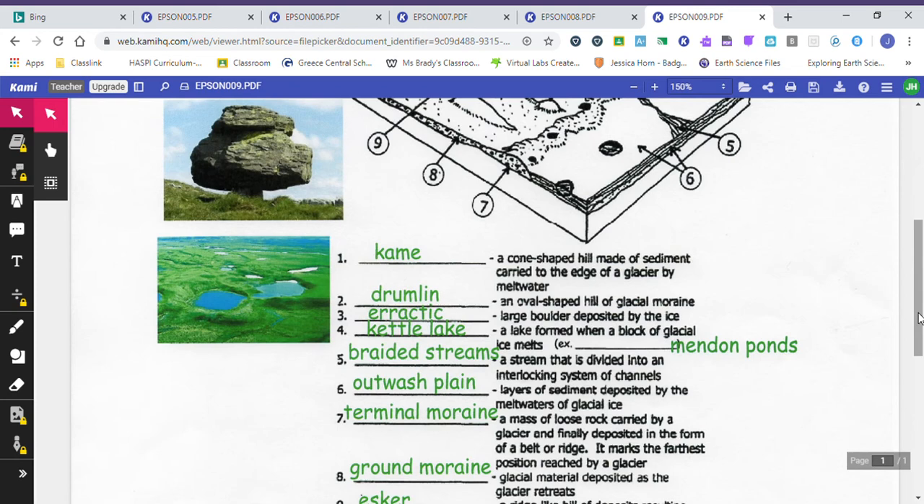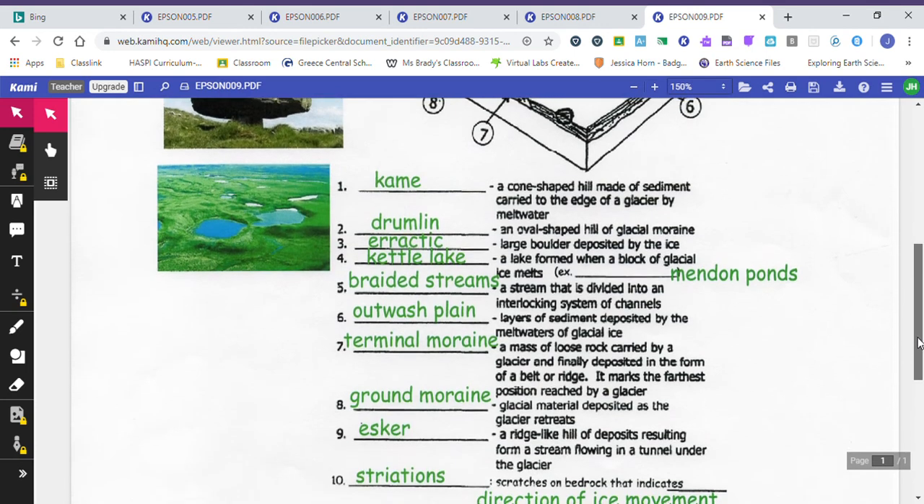We've talked about terminal moraine before. We've talked about ground moraine before. Remember, those are rocks that are carried by the glacier, but they are going to be found in different locations.